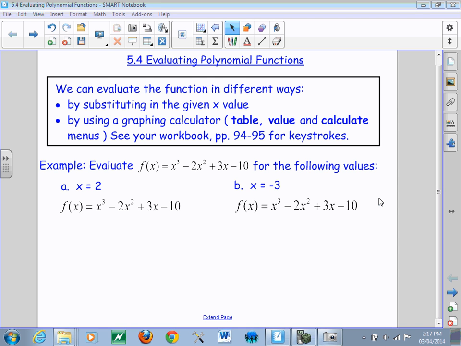Hello class, and welcome to lesson 5.4, evaluating polynomial functions.